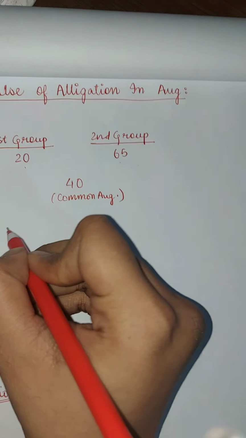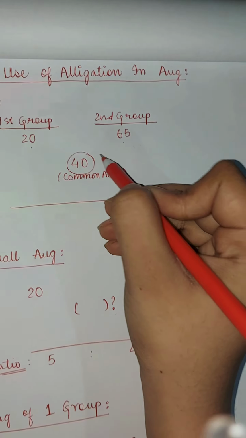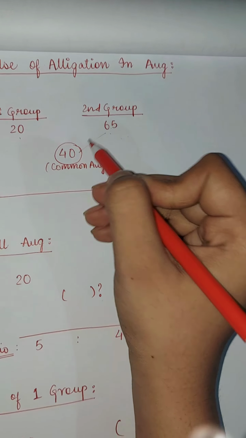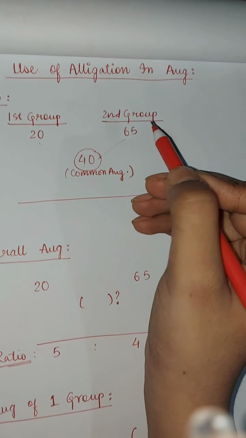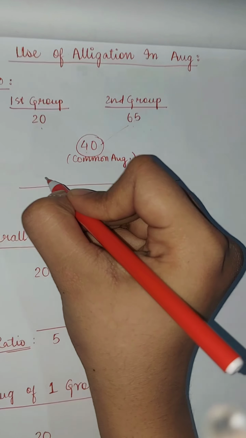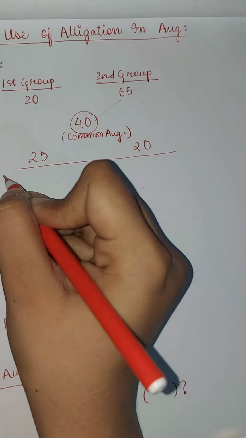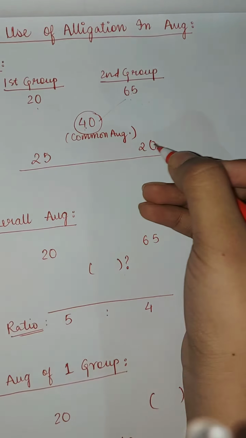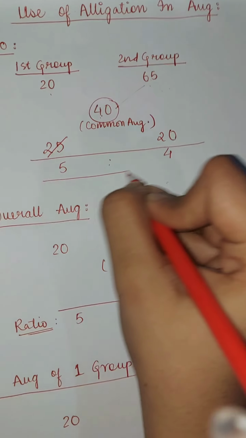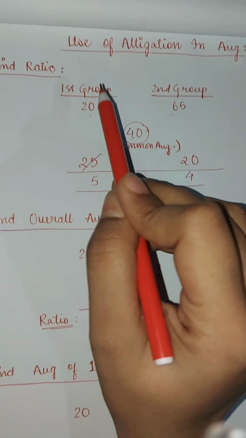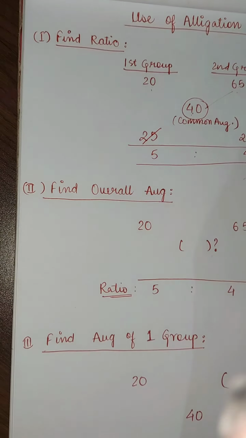For that, what we will do is, as you can see here, 40 is a value which is smaller than one of these averages and greater than the other. So from the greater one we will be subtracting the smaller one. So 65 minus 40 becomes 25 and 40 minus 20 becomes 20. So to find the ratio, we will simply reduce these to the smallest values, which is 5:4. So from this we can say that the number of people in the first group to the second group are in the ratio of 5:4. This was the first case.